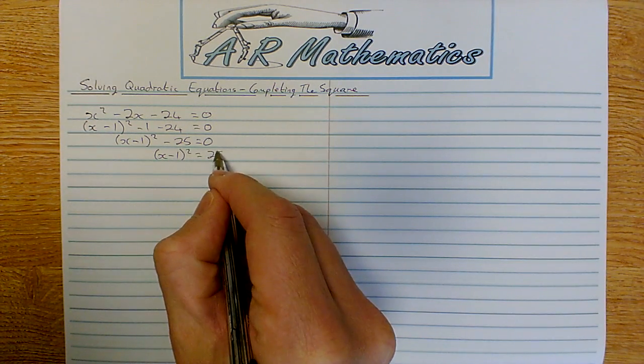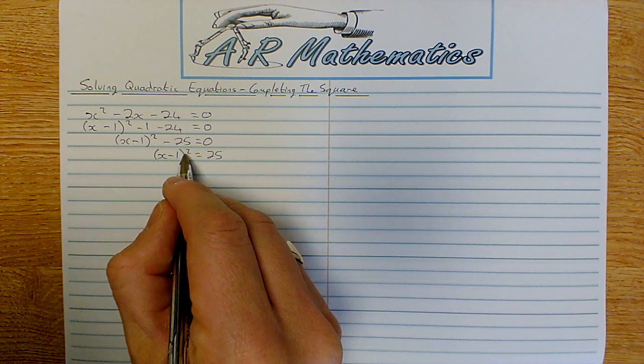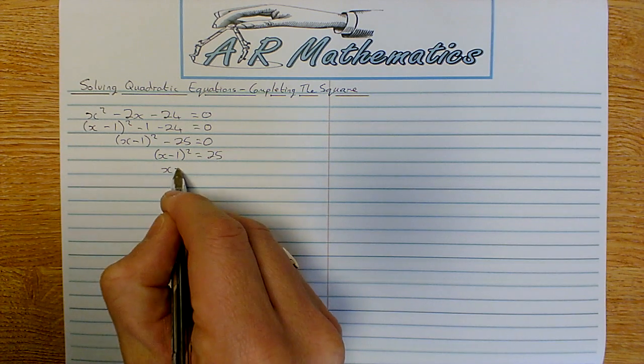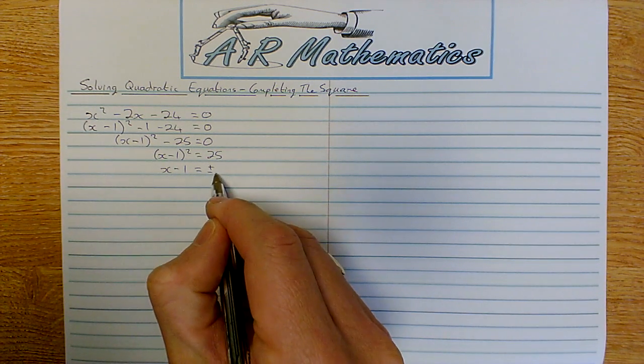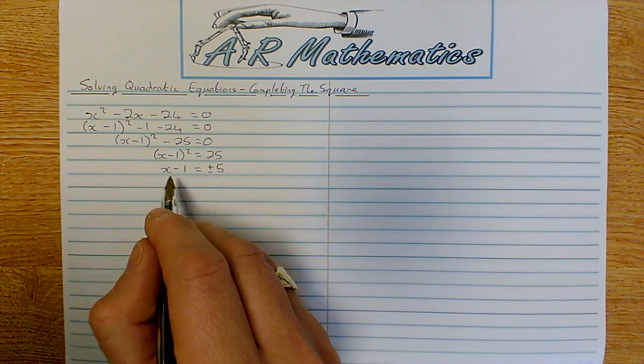squared equals 25. Now if I want to get at the x and get it on its own, the next thing to deal with is this squared. So to cancel out squaring, I square root. So that's x minus 1 is equal to the square root of 25, which is plus or minus 5. Now the plus or minus is important, make sure you use both of them.